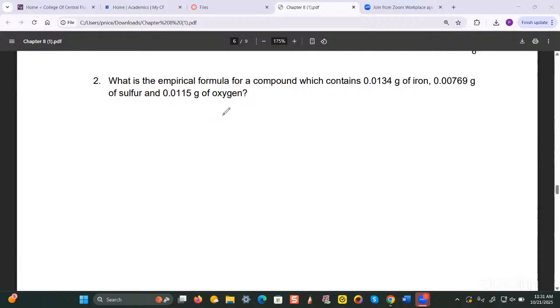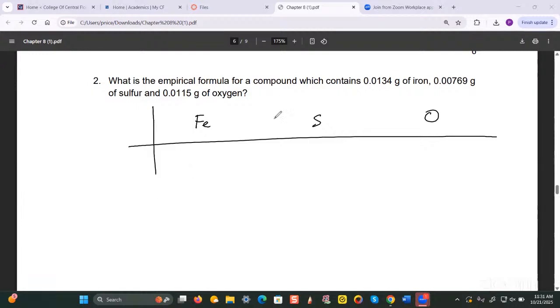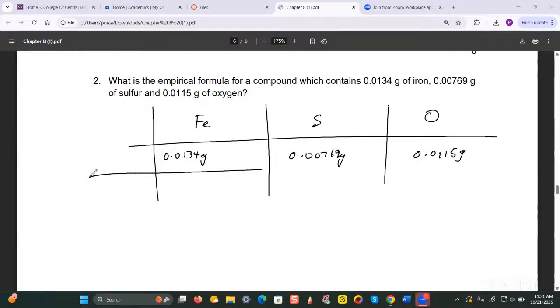I'm going to construct a table here. It's iron, sulfur, and oxygen are the elements. And then I'm going to write the masses for each of them. So for iron, it's 0.0134 grams. For sulfur, it's 0.00769 grams. For oxygen, it's 0.0115 grams. All right. So these are the masses.